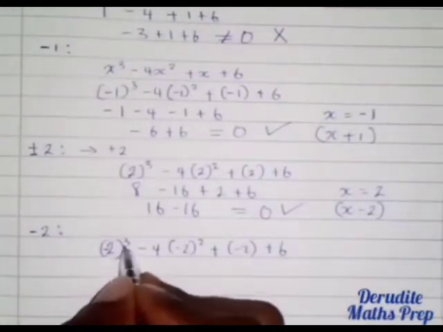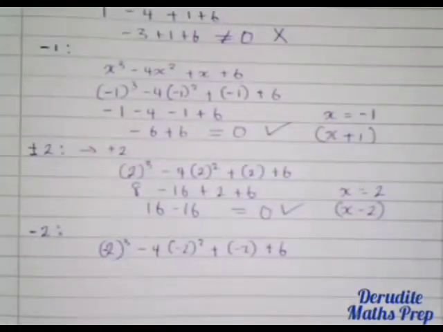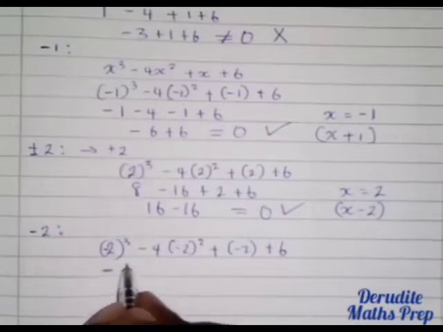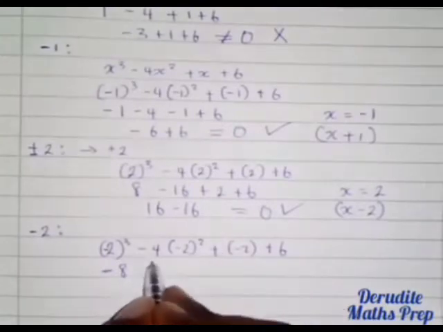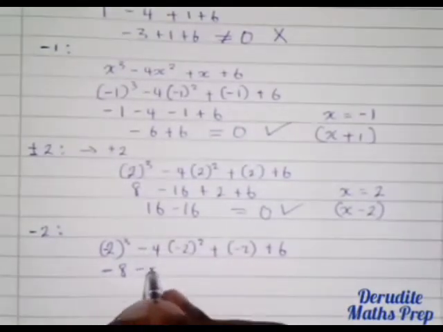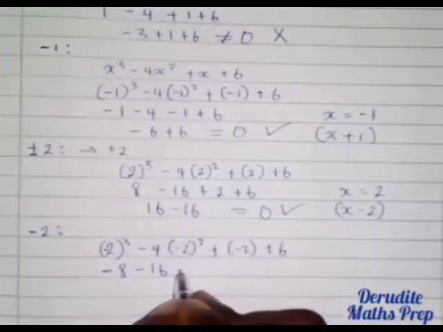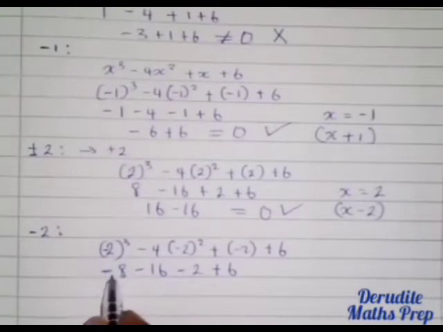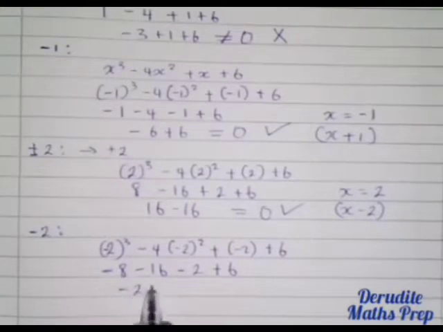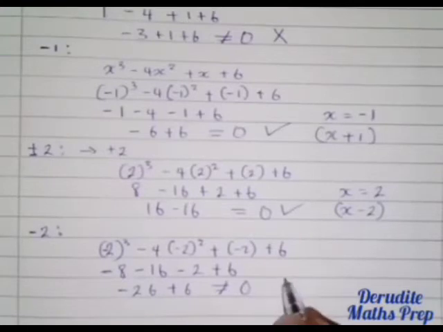Here we have minus 2 times itself in 3 places. Minus 2 times minus 2 is positive 4, times minus 2 again is minus 8. Then we have minus 2 times minus 2 here to give us positive 4. Positive 4 times minus 4 gives us minus 16. Minus times minus gives us plus, then minus 2 plus 6. So we can see minus 8 minus 16 is equal to minus 24. Minus 2, we have minus 26 plus 6. This is not equal to 0. So minus 2 is not a factor.